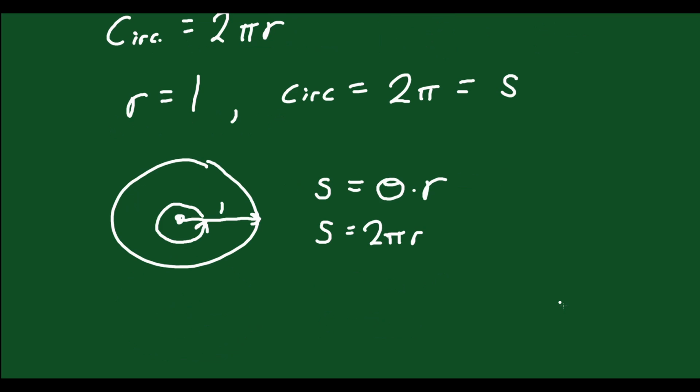Now, with that being said, that's just a cool bit of information there. If we want to convert between the two units, degrees and radians, we can say, well, 360 degrees we know is 2 pi radians.